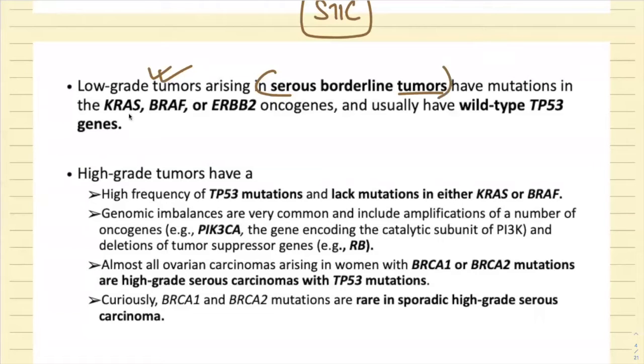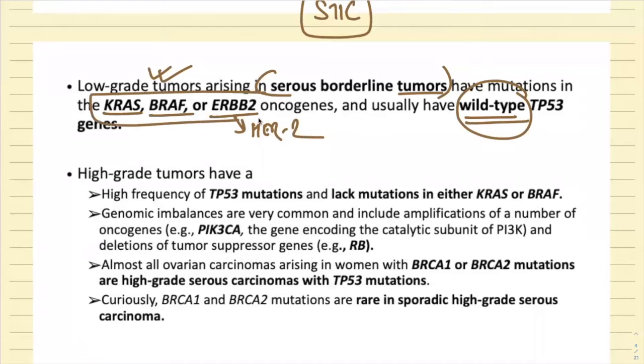Coming to the molecular pathogenesis of this tumor, the low grade tumors arise from the borderline tumors. They have mutations in KRAS, BRAF and ERBB2. What is this ERBB2? It is the HER2 gene. And usually they have wild type TP53 gene. Wild type means the normal sporadic type. So basically these are the important genes which are affected in low grade tumors.